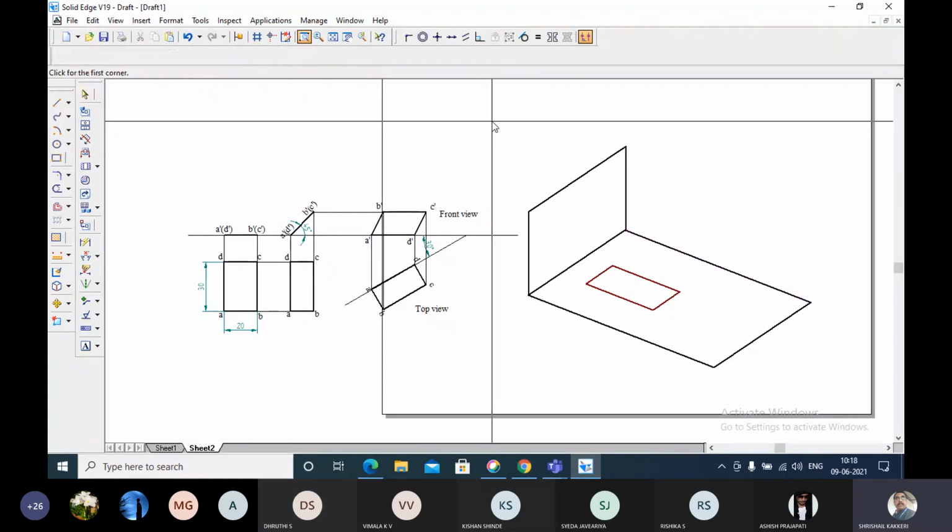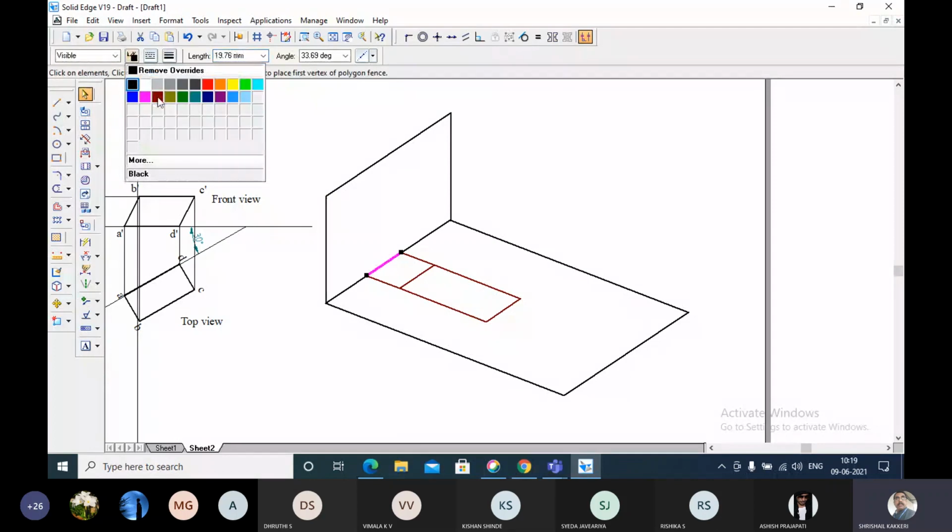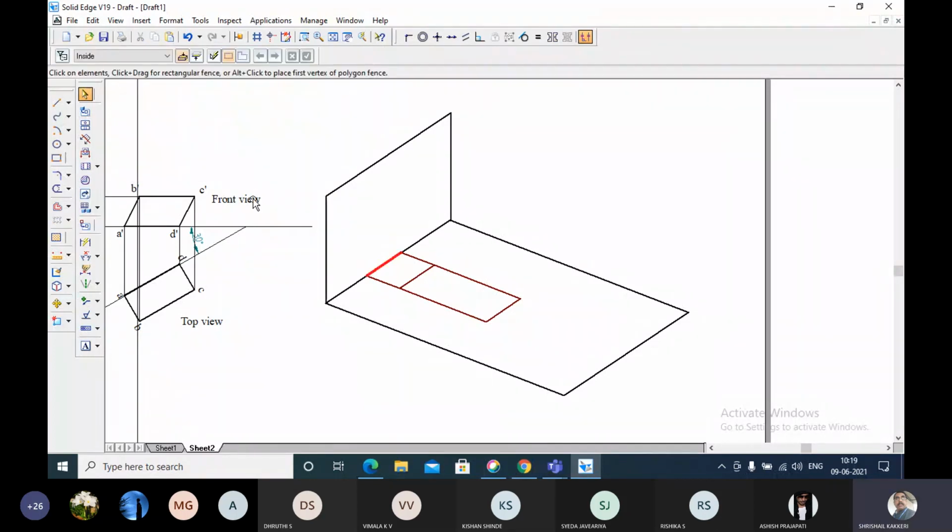Let me concentrate on this only. This is the edge on which it is resting. Now, for this initial position, I'm going to draw the line and project it onto the front view. This is how the line appears. This is the rectangle.